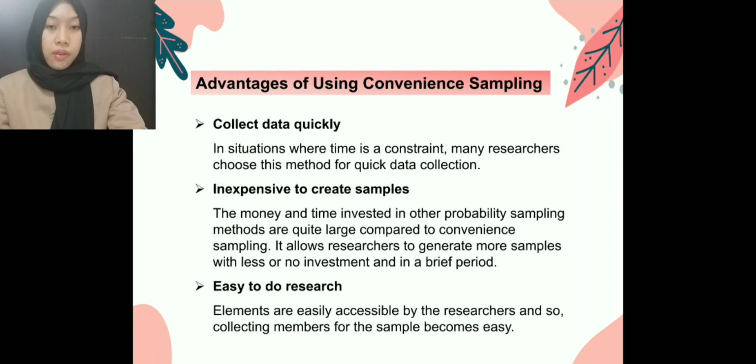Second, inexpensive to create samples. The money and time invested in other probability sampling methods are quite large compared to convenience sampling. It allows researchers to generate more samples with less or no investment and in a brief period. Third, easy to do research. The name of this surveying technique clarifies how samples are formed. Elements are easily accessible to the researchers, and so collecting members for the sample becomes easy.